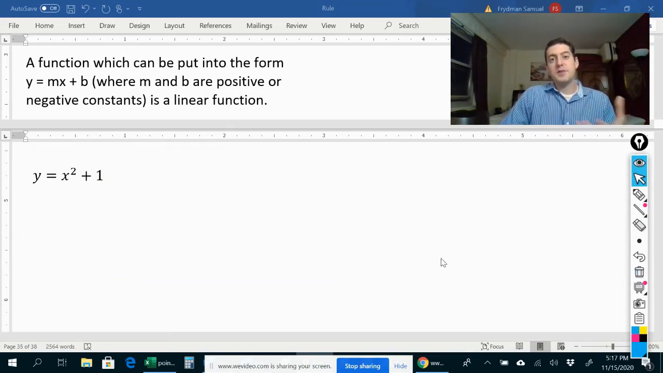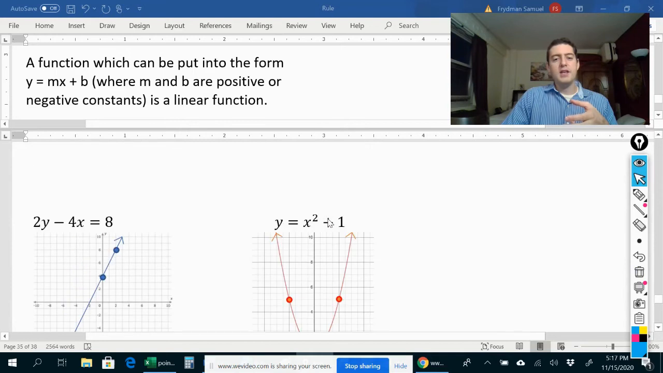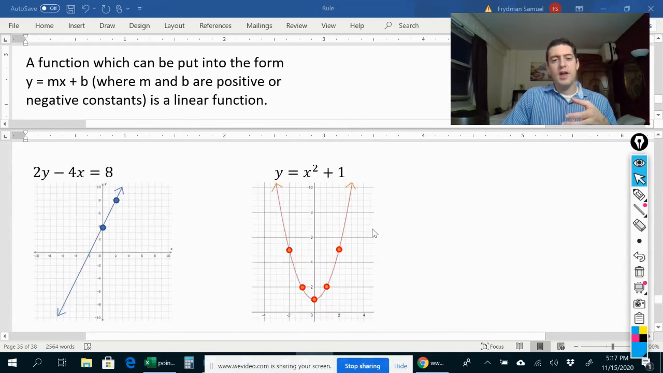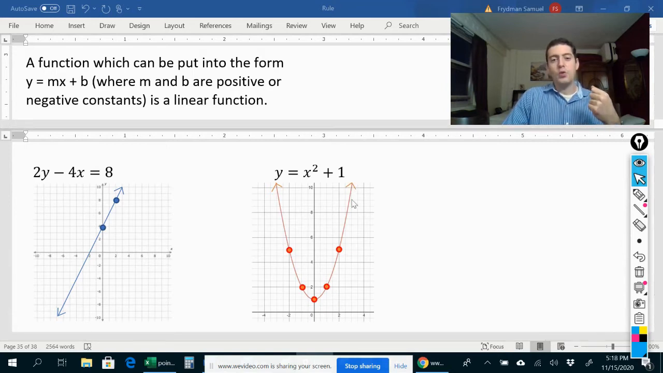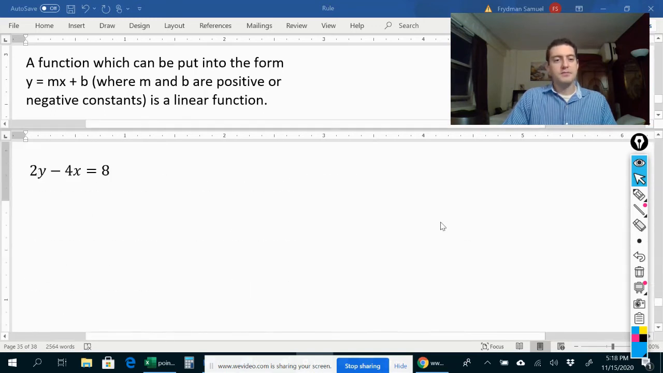And if you're perceptive again, you might notice that this equation is the other equation that we had in the last video, y equals x squared plus 1. And you can see that when we graphed the solutions to that equation, we didn't get a straight line. We got a parabola over here. So we couldn't get it into this form. And just like I promised you, if we couldn't get it into that form, it means that it is not a linear function. Okay, we did not get a straight line there.